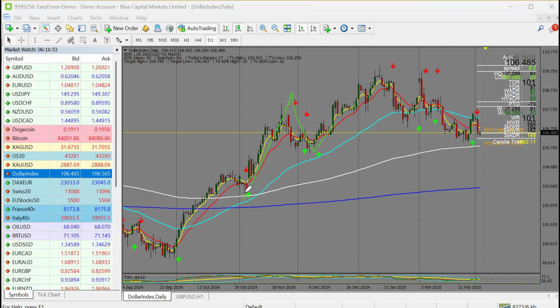Initially we had that left shoulder, the head, and then the right shoulder. Then the market came and approached the 50 EMA. So these are the critical points for us to check how the DXY reacts in that region. Yesterday we saw the market came and confirmed that we'll be looking for sales opportunities on the DXY.